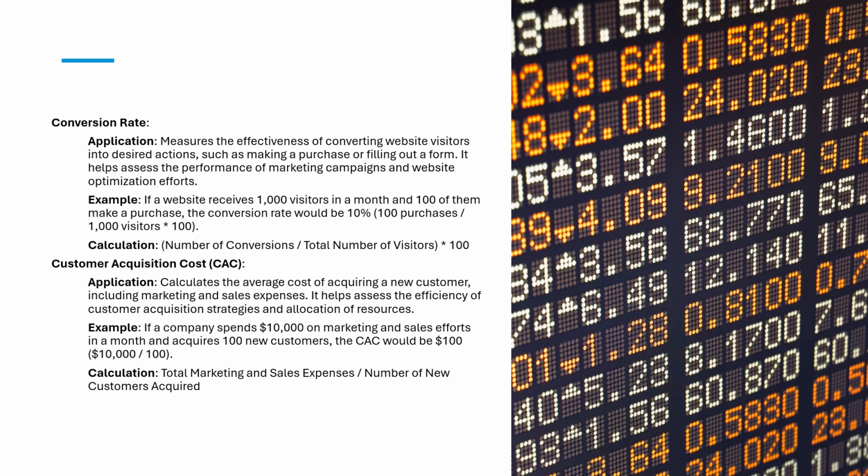Now, the second one is the customer acquisition cost, CAC. It calculates the average cost of acquiring a new customer, including marketing and sales expenses. It helps assess the efficiency of customer acquisition strategies and the allocation of various resources. So let us take an example here. If a company is spending 10,000 on marketing and sales efforts in a month and acquires 100 new customers, what will be the CAC? By formula, total marketing and sales expenses divided by the number of new customers acquired. So here it will be 10,000 divided by 100, which comes out to be $100.